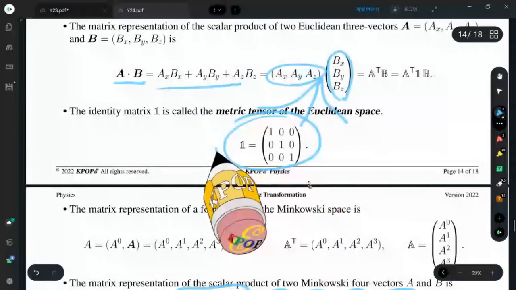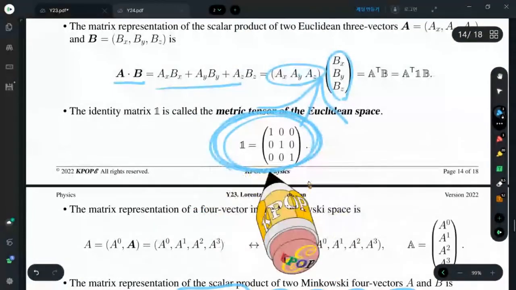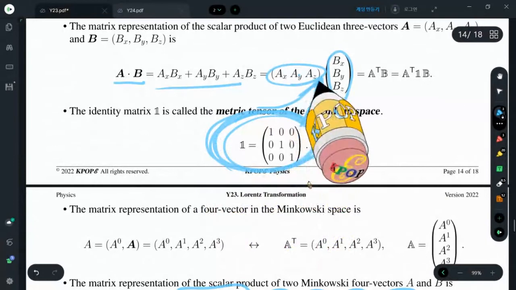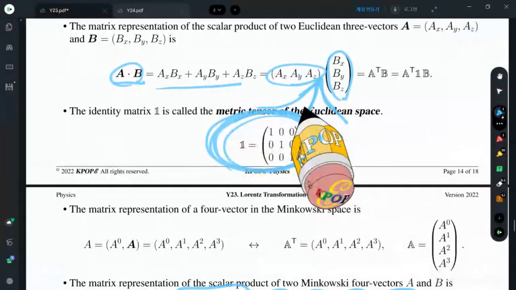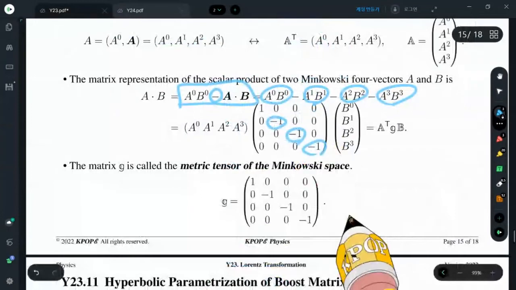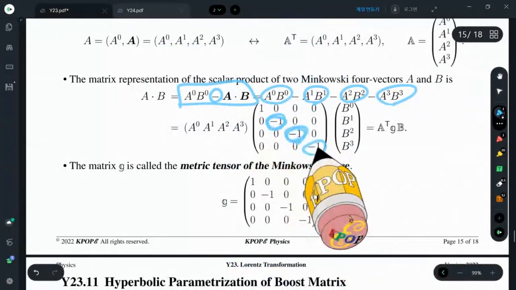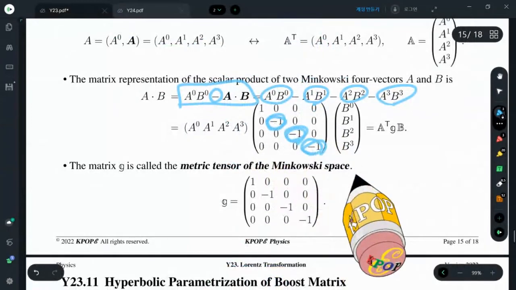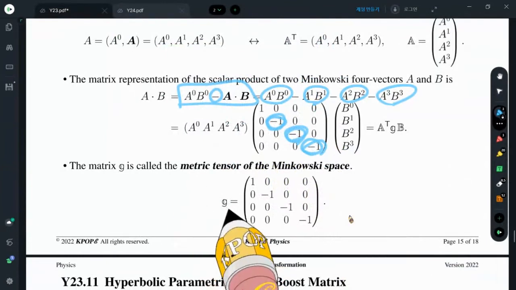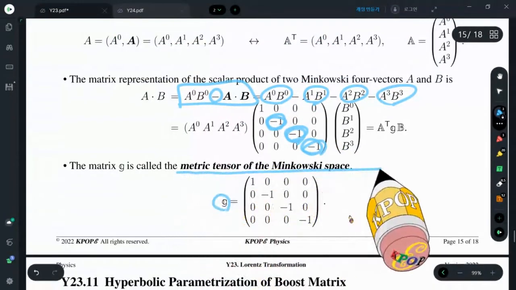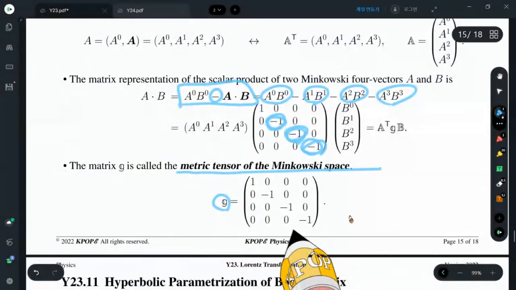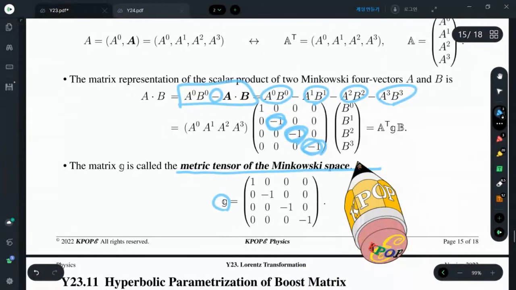Therefore, while the Kronecker delta, that identity matrix, is inserted to find the scalar product in Euclidean space, in Minkowski space we need a negative sign in the spatial components. So usually we use g, the metric tensor of the Minkowski space, that describes the transformation of a 4-vector.